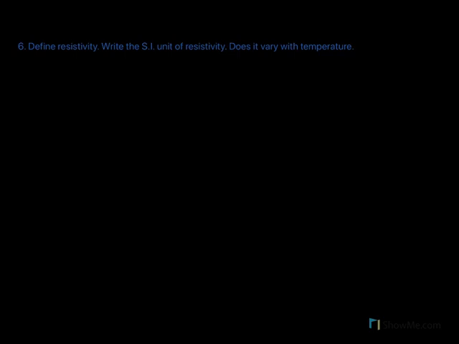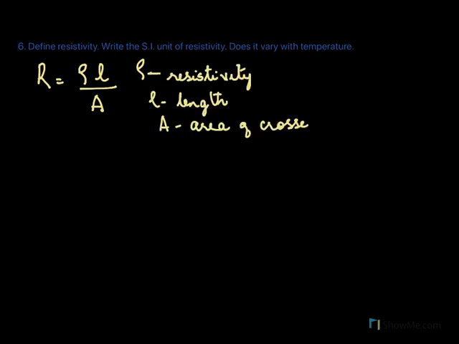Define resistivity, write its SI unit. So first let us see what resistance is equal to. Resistance equals rho L by A. It is a formula where rho is resistivity, L is the length of the wire and A is the area of cross section.